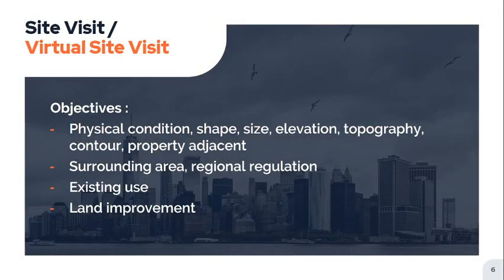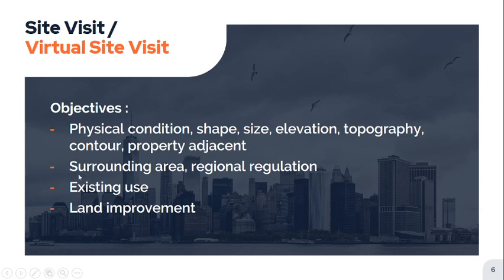Site visit. When we're doing the site visit or virtual site visit, our objective is to identify the physical condition, shape, size, elevation, topography, contour, and property adjacent. For example, when we see the property elevation or topography, we can estimate how much the cost is to do the cut and fill, because we will use it when we do the simulation for the land development approach.